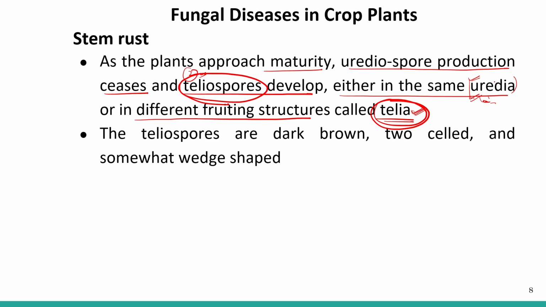Fresh infection means the urediospores released from the uredia enter another place either through the stomata or through a wound present on the stem. So they enter and form telia pustules and they bear teliospores. The teliospores are dark brown. The urediospores we have seen are reddish brown, but these teliospores are dark brown, a two-celled structure like this, and it also has a hard covering.